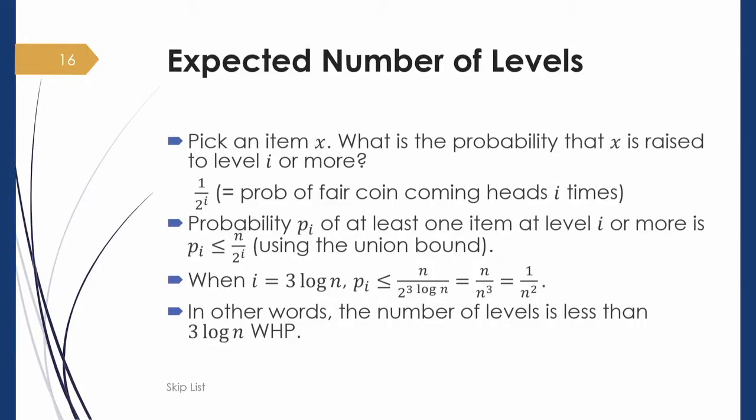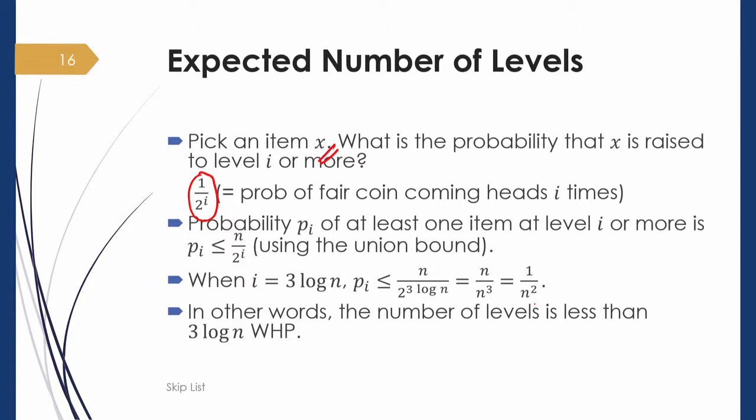Let us first begin with an item x, and ask ourselves what is the probability that x is raised to some level i or more, and this probability turns out to be 1 over 2 raised to the i, which is essentially the probability of a fair coin coming up heads i times before the first tail. And this fits very naturally with the way in which we perform insertion within a linked list.